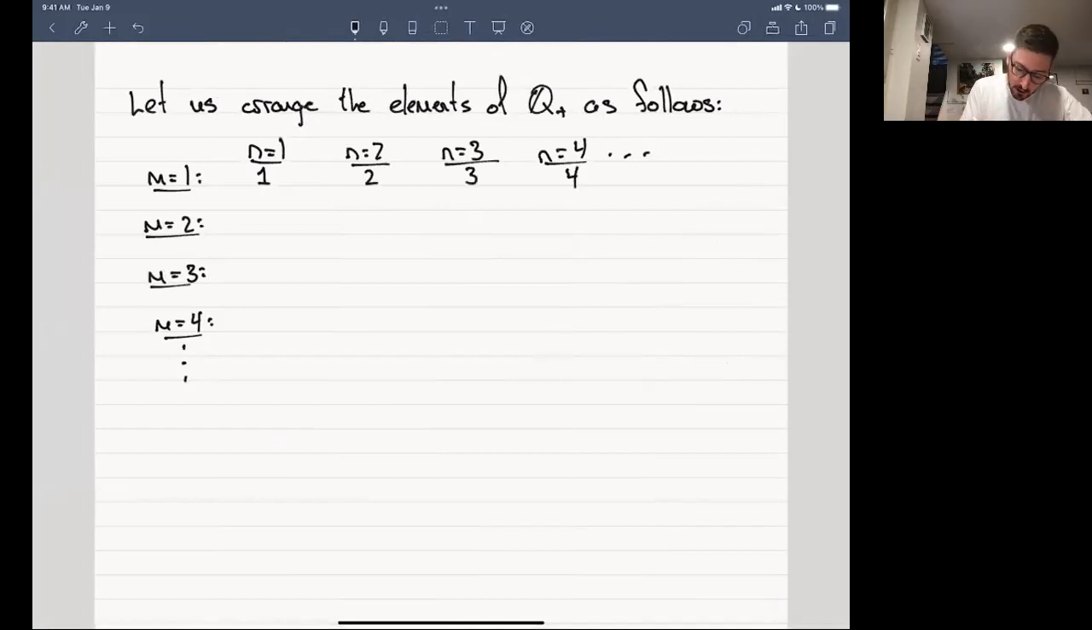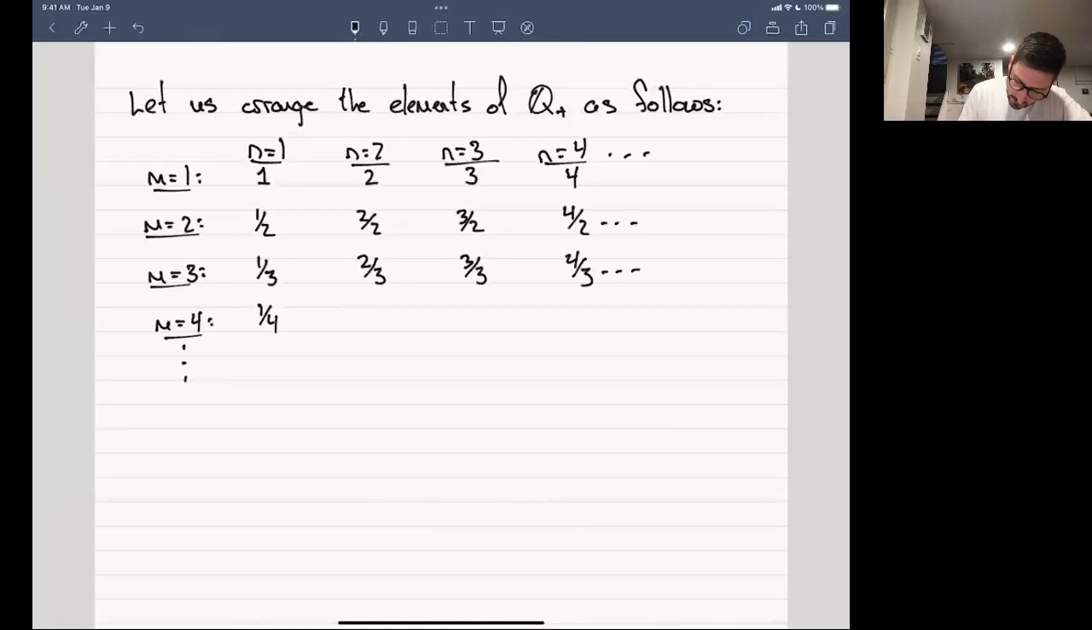Then in the second row, I have every natural number divided by 2. Now I'm going to write this as 2/2. So this is just 1, but I'll write it that way just so you can see how I'm arranging this. 3/2, 4/2. Again, that's just a half, but I'm not going to reduce any fractions for now. And here I'm taking every natural number and dividing it by 3. So I get 3/3, 4/3, and so on and so forth.